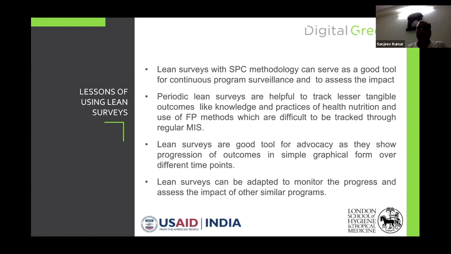And these surveys are a good tool for advocacy, as we showed in the graphs earlier, that they show progression of outcomes in simple graphical form over different time points. So it is very easy to make the decision makers understand how the outcomes are moving ahead. Lean surveys can be adapted to monitor the progress and also to assess the impact of other similar programs. So that's it. Thank you very much.